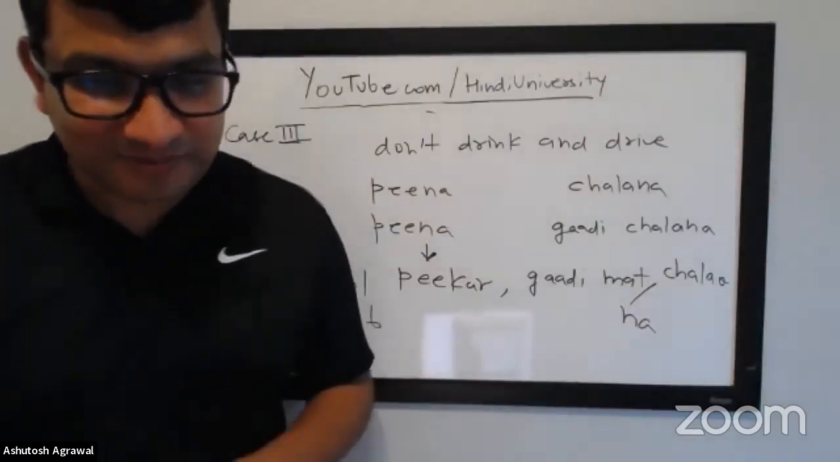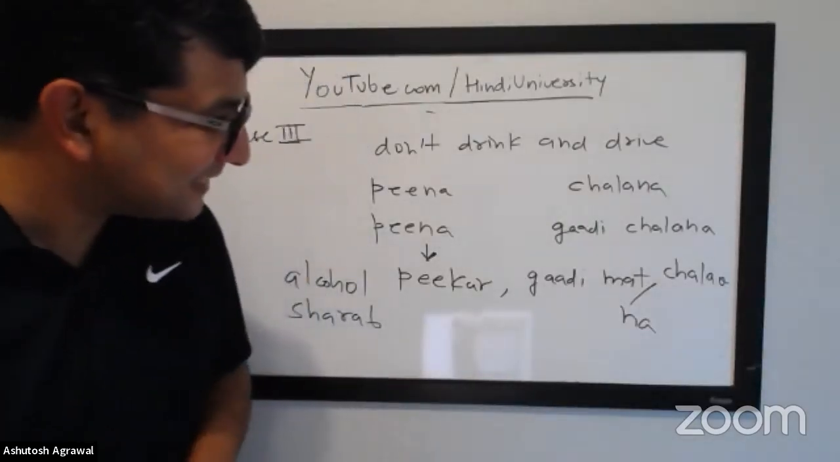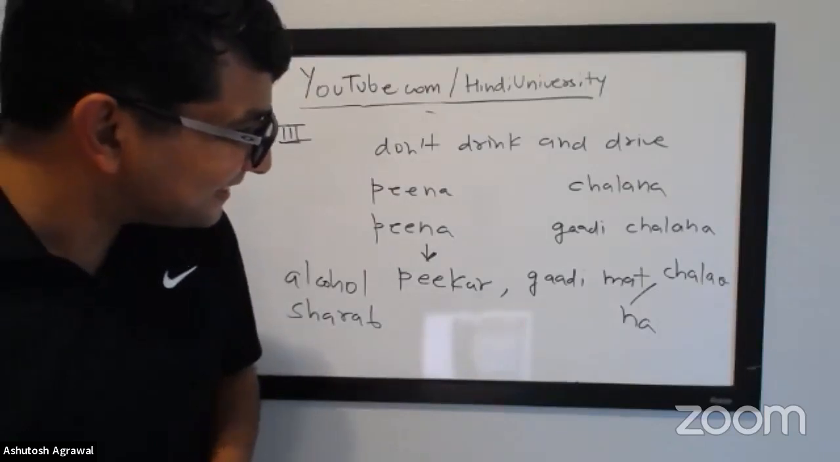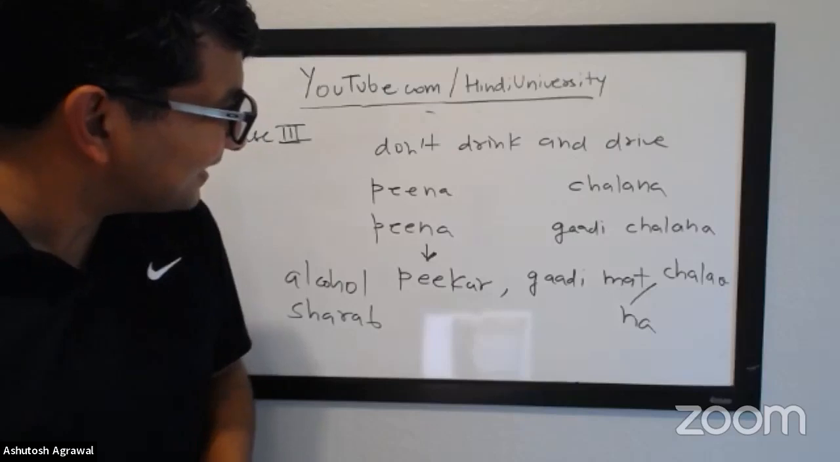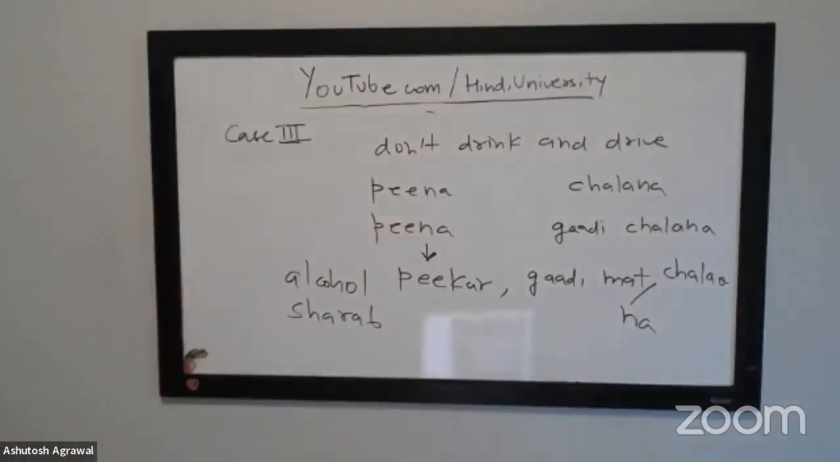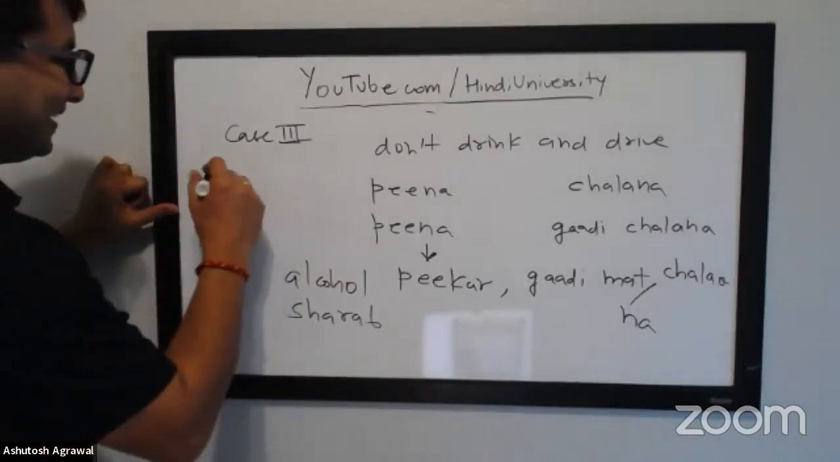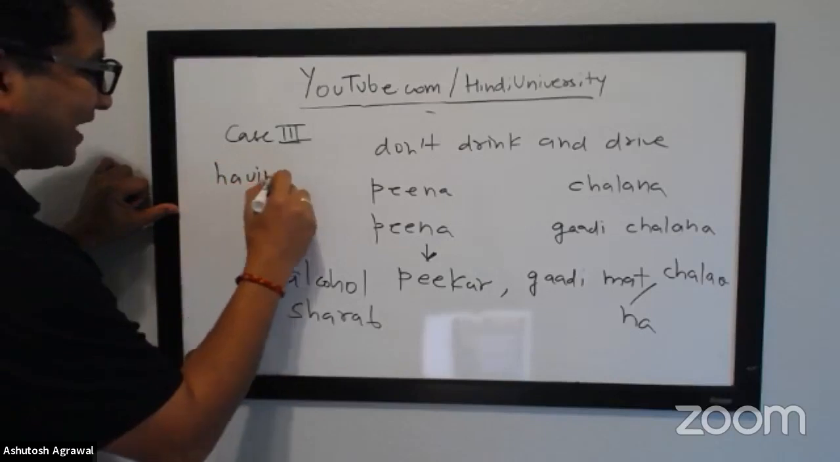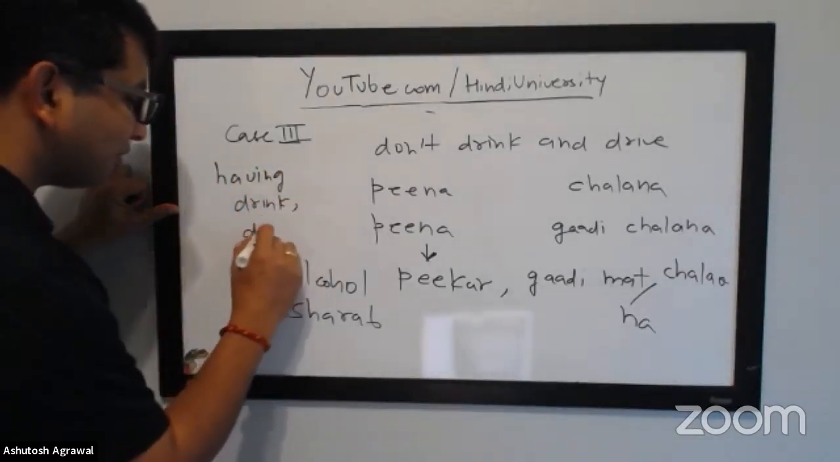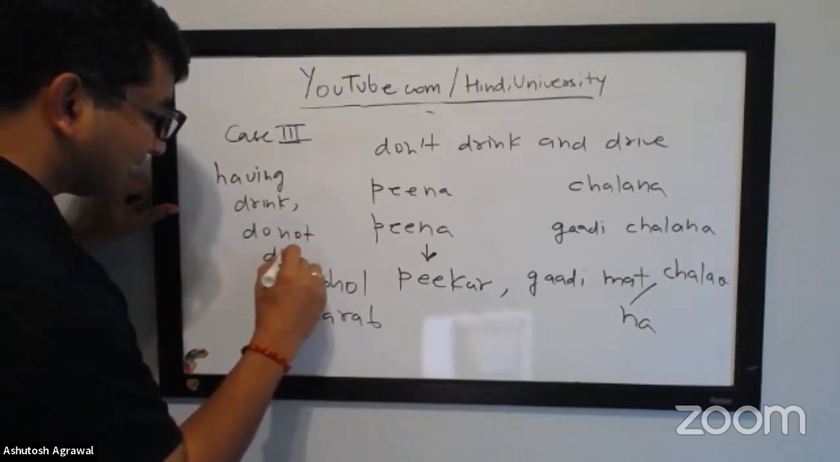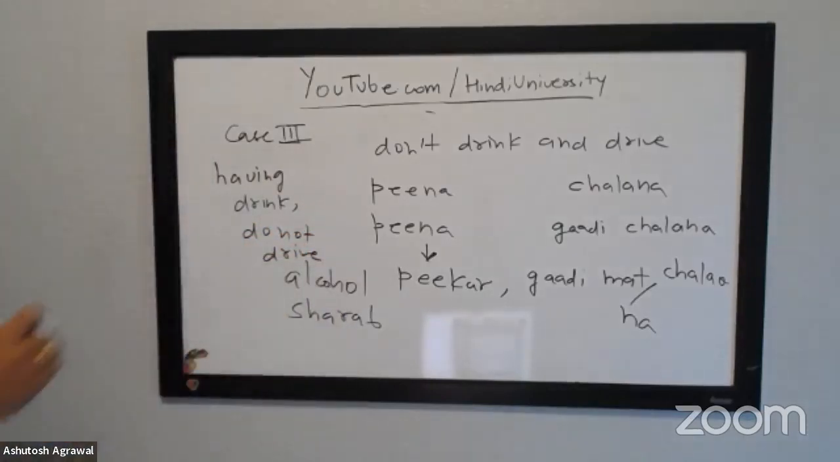Okay, but the sentence initially is "don't drink and drive." What you put there was "after drinking, don't drive." Yes, yes. Who has an answer for it? Don't drink and drive. Having drunk. Yes. Having drunk. So this is the English, what I'm trying to say: having drunk, do not drive. Right? That's what it is basically translating.